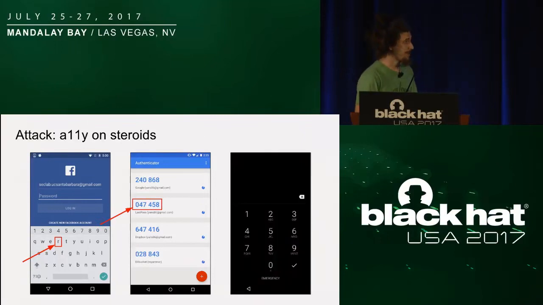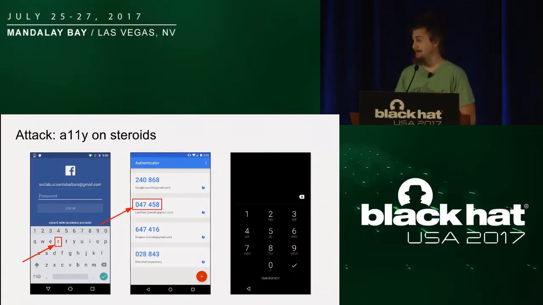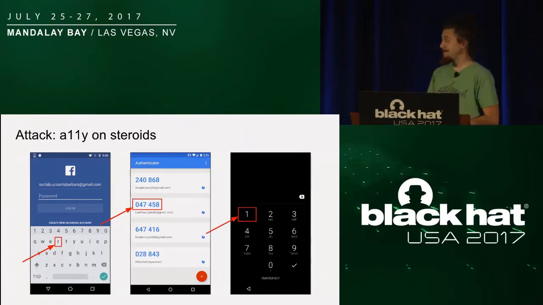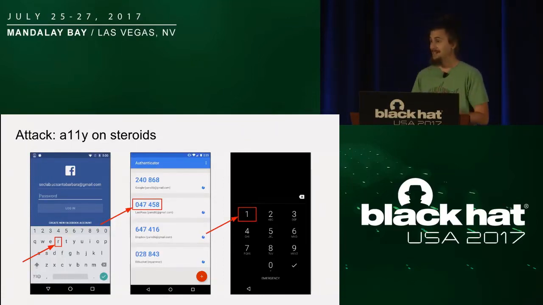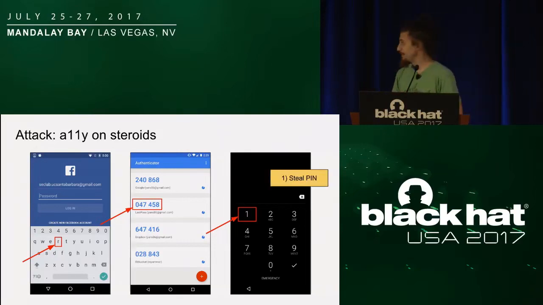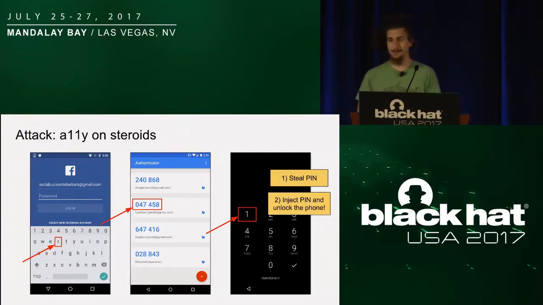One of the most powerful, actually, that we found is the security pad. This is the view through which you unlock your phone. What we found is that these buttons are treated as normal buttons. So what happens is that in the background, an application is going to receive a notification when you click on the PIN, which means you can steal the PIN. And you can also inject the PIN and unlock the phone.